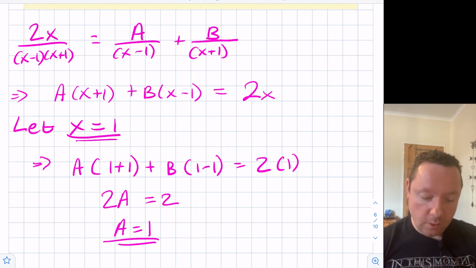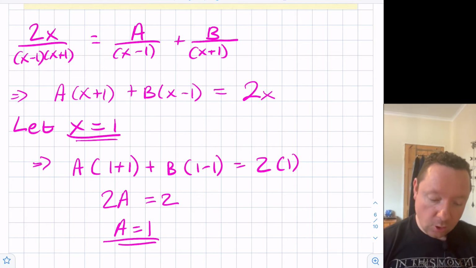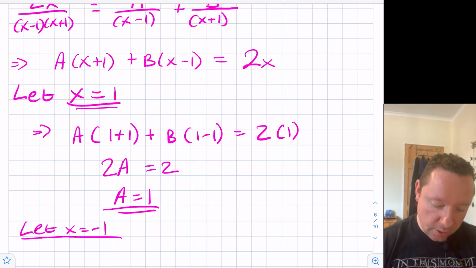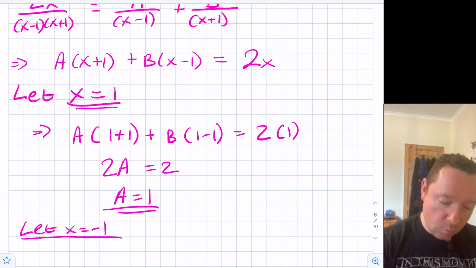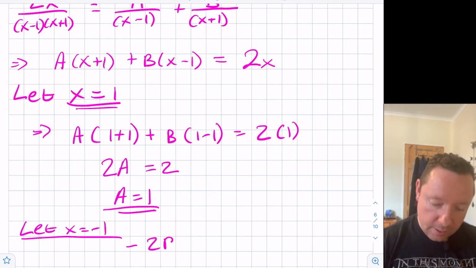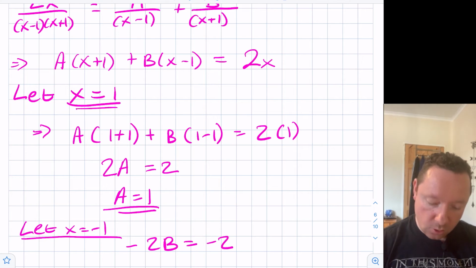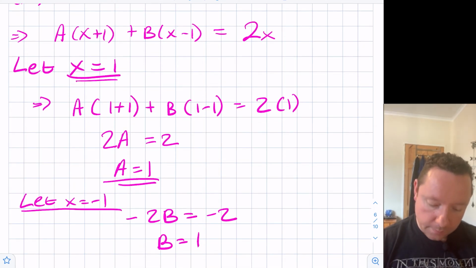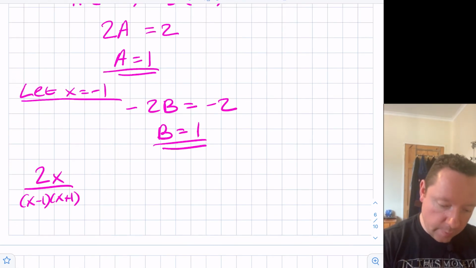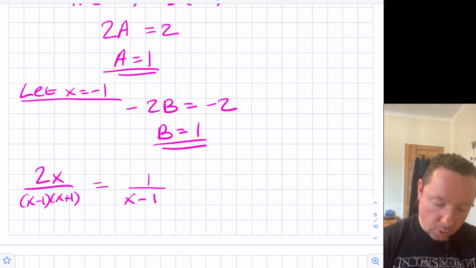Now, since we know a equals 1, we can now go and work out b. So we're going to do the same trick. We're going to let x equal minus 1 this time. If I let x equal minus 1, going back to the original expansion, I get minus 1 plus 1 is 0, so that goes away. Minus 1 minus 1 is minus 2. I get minus 2b equals 2 times minus 1, which is minus 2. So b equals 1. And we've done it. We now go back to our original question. 2x over x minus 1, x plus 1 equals 1 over x minus 1 plus 1 over x plus 1, because a and b are 1.